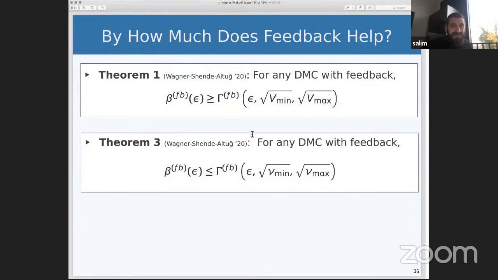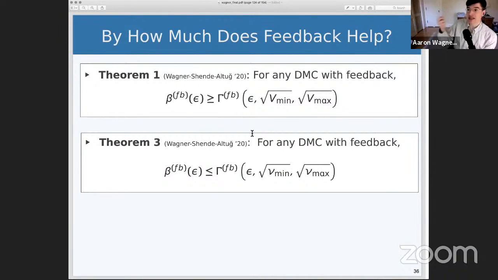Aaron, can you remind us, please, the difference between beta and alpha? I forgot what beta is. Beta is the second order coding rate. Beta is the 1 over square root of n back off to capacity. And alpha is just a dummy variable I'm using in the lemma. Okay. Alpha doesn't have any intrinsic meaning.